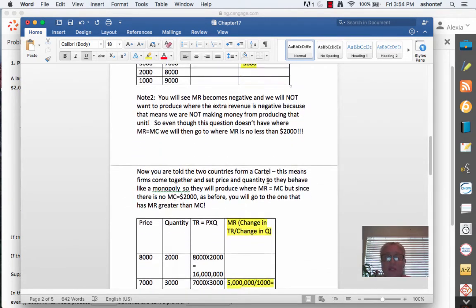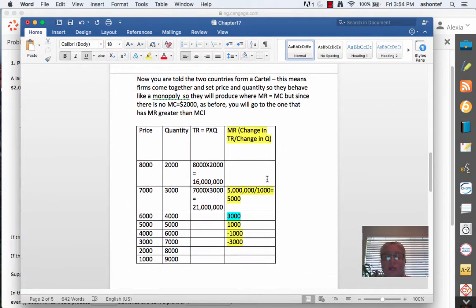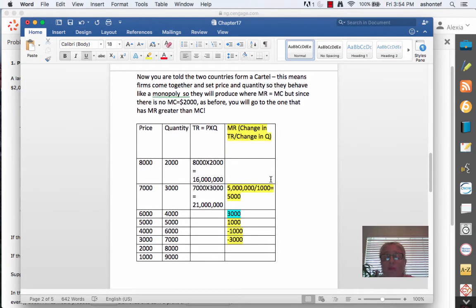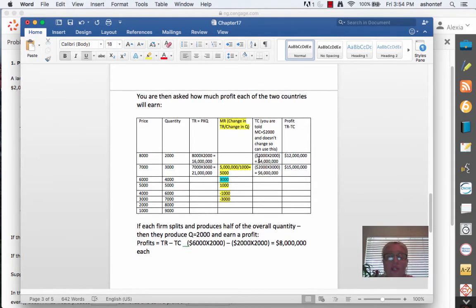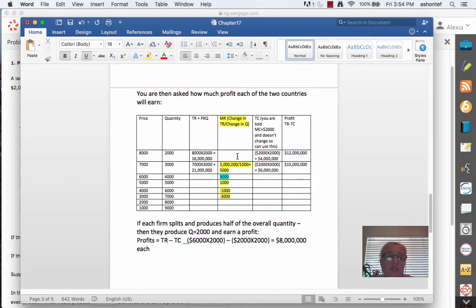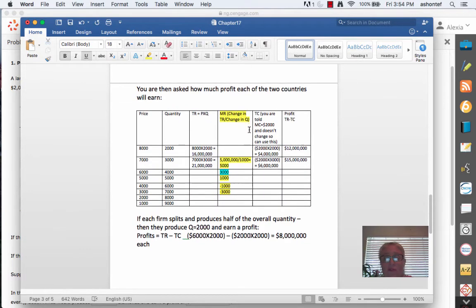The next part of this question is you're now told that the 2 countries given in this particular question now form a cartel. A cartel is where countries come together and in essence form a monopoly. So this question is really the same question as the one you just answered. Where will you produce and price if you're a monopoly? Because that's what a cartel is. Then you're asked how much profit each of the two countries will make, because in the question there are two countries. You've already kind of got the information.